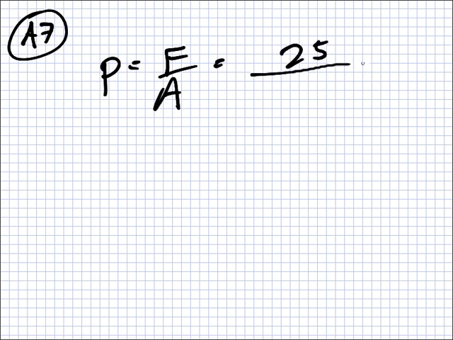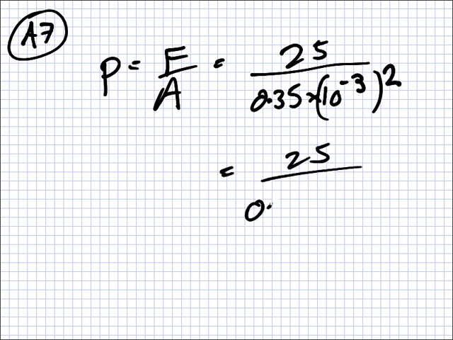Everybody did a good job on 7. The force applied to the tip of a drawing pin when its pressure to the wall is 25 newtons and the area is that. What's the pressure? So pressure is force over area, which in this case is 25 over 0.35 times 10 to the minus 3 squared. So that's 25 over 0.35 times 10 to the minus 6.